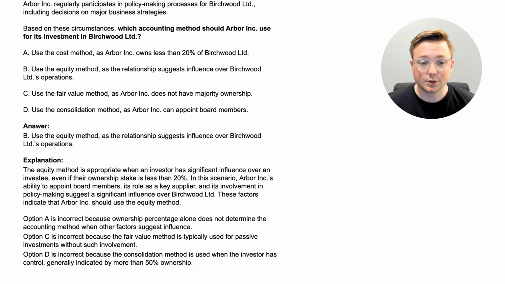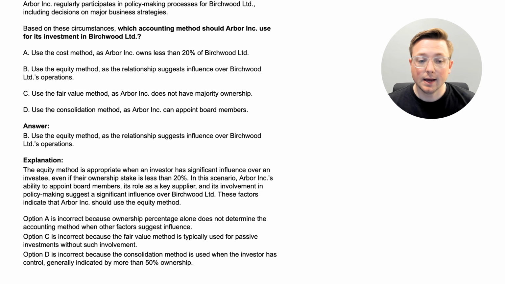All right, here we are. The answer is B. Yes, you would use the equity method. That's probably pretty easy to guess, as the relationship suggests influence over Birchwood Ltd's operations. So the idea behind this question wasn't to ask, oh, is it the equity method? It was more to show you that there are situations where you can have significant influence, even if you don't have that 20 to 50% ownership, and therefore you can still use the equity method.